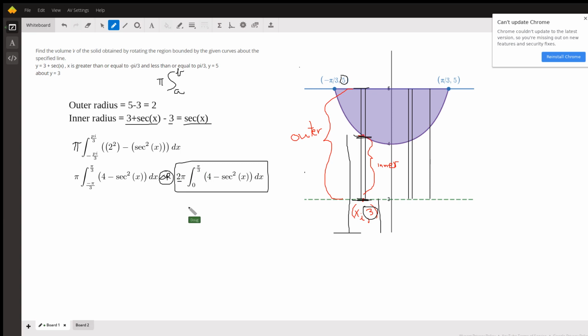Now, how do we do that? Well, we need an antiderivative of this, which would be 4x for the first term. The antiderivative of secant squared is tangent. We want to evaluate that from 0 to pi over 3. And whatever that turns out to be, we want to multiply that by 2 pi.